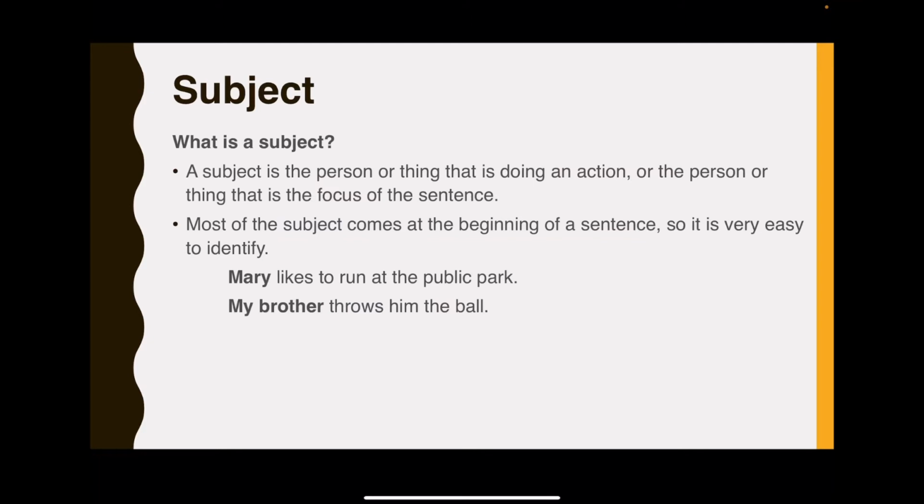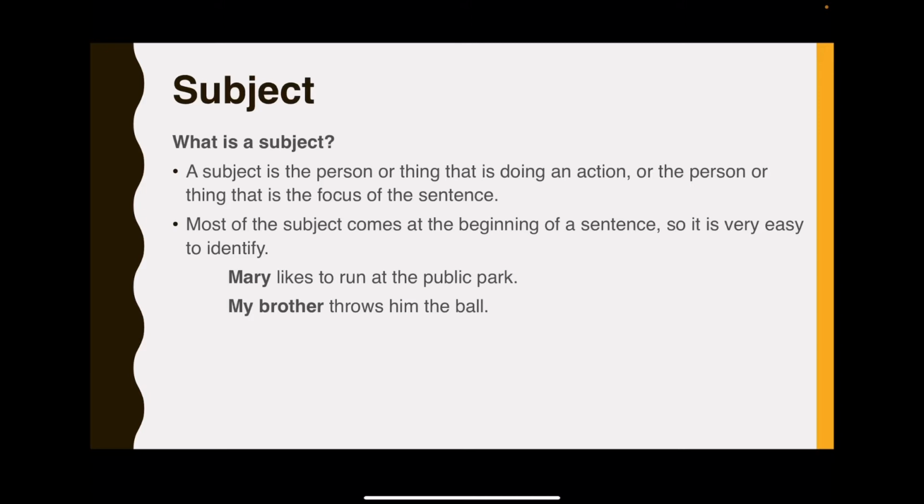Let's start with the subject first. What is a subject? A subject is a person or thing that is doing an action, or the person or thing that is the focus of the sentence. Okay, and most subjects come at the beginning of the sentence. You can see from the SVO structure, we normally start with the subject.